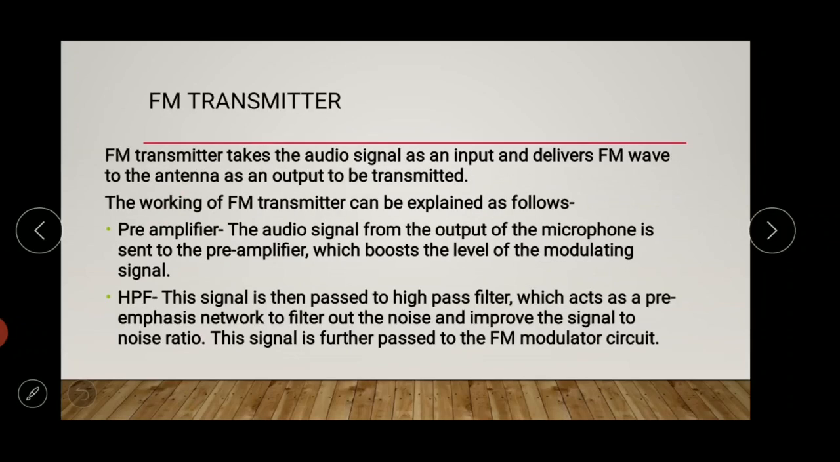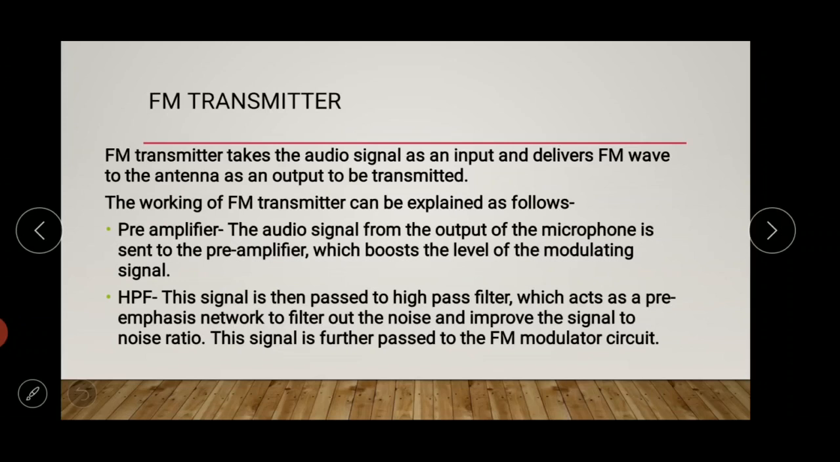So first we discuss the FM transmitter. FM transmitter takes the audio signal as an input and delivers FM wave to the antenna as an output to be transmitted. The FM transmitter is a low power transmitter and it uses FM waves for transmitting the sound. This circuit can produce the radio frequency waves which are transmitted through the antenna.